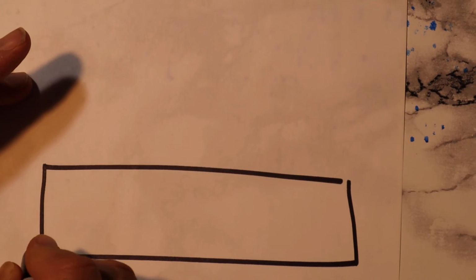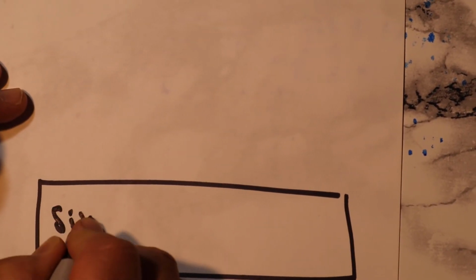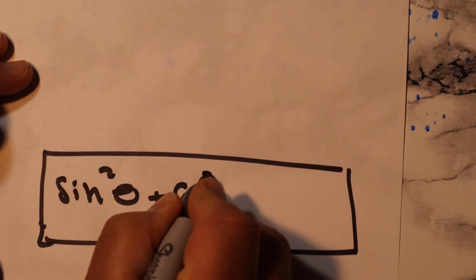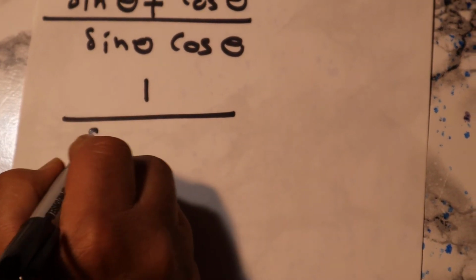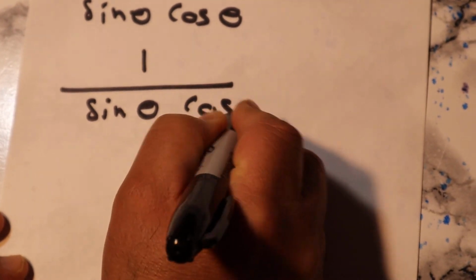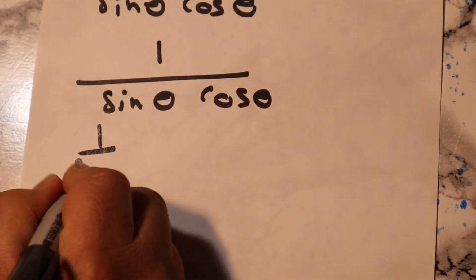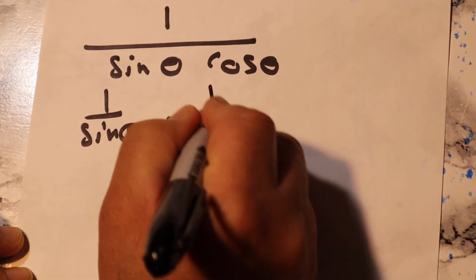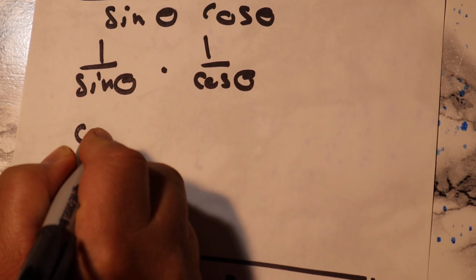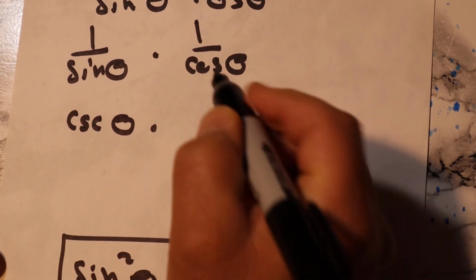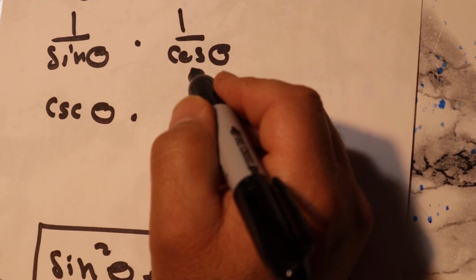As we know before, remember that this is the Bible of trigonometric functions. Sine square plus cosine square equals 1. When you see sine square plus cosine square, just replace with 1, divided by sine times cosine. Let's split. It's 1 over sine times 1 over cosine. And what's the reciprocal of sine? Cosecant. Times what's the reciprocal of cosine? Secant.